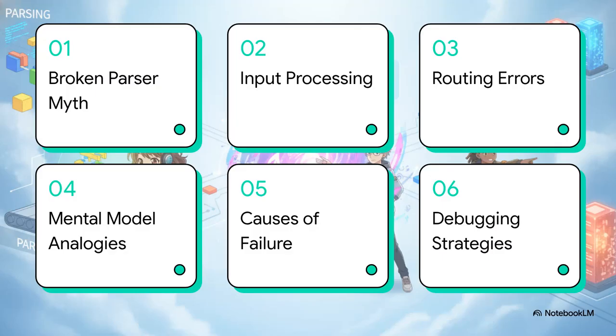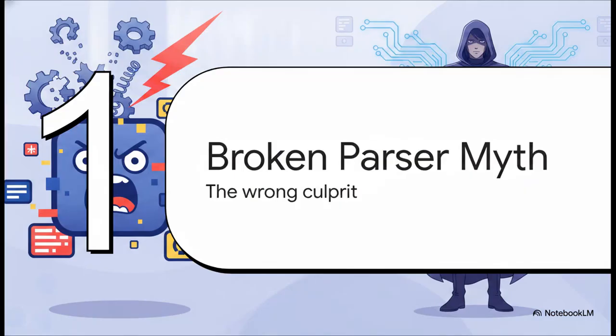All right, here is our roadmap for today. 1. The broken parser myth. 2. Anatomy of input processing. 3. Real-world routing errors. 4. The mental model analogies. 5. Common causes of failure. And 6. Practical debugging strategies. Section 1. The broken parser myth. Why we blame the wrong culprit.